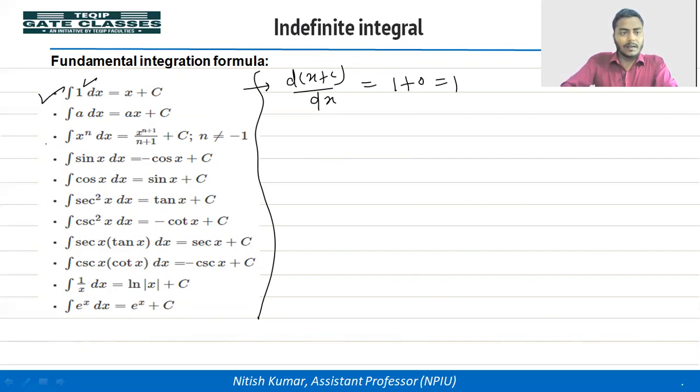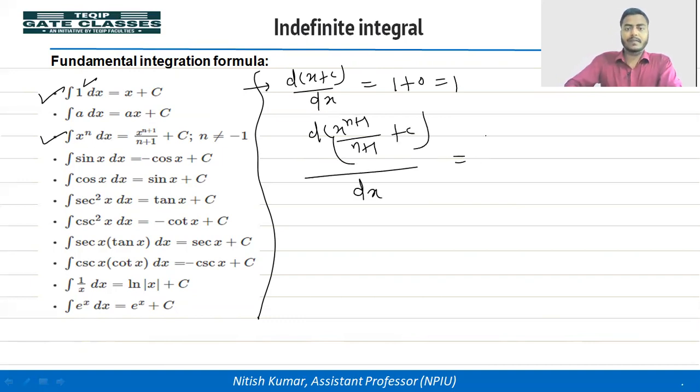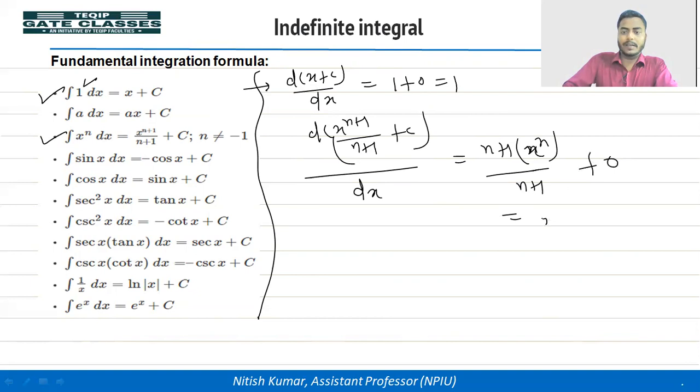Now we can check this one. Differentiation of x to the power n plus 1 divided by n plus 1, plus c, with respect to x. So x to the power n plus 1 gives n plus 1 times x to the power n, divided by n plus 1, plus 0. So you will get x to the power n. So the left side function is x power n.